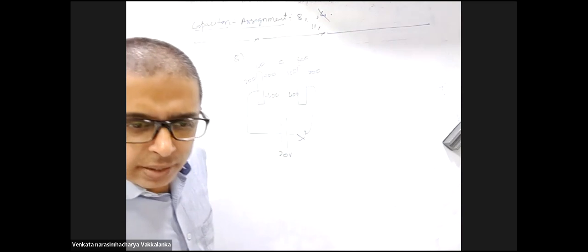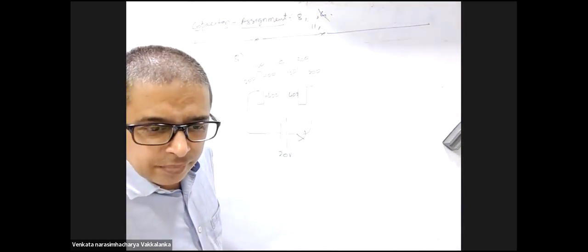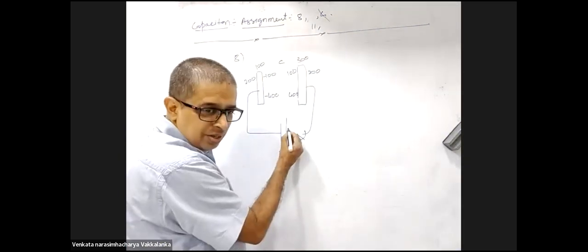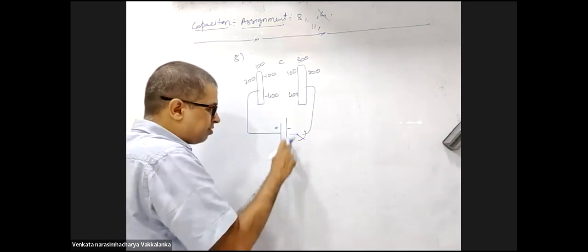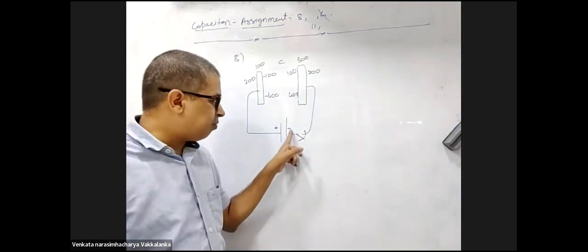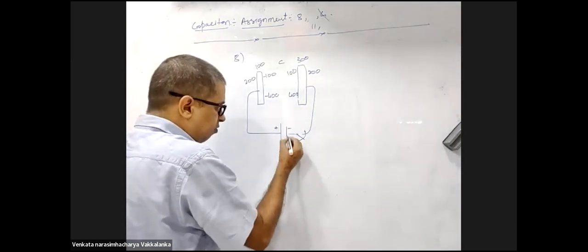I have committed one mistake in the question. The battery is shown wrong. They showed this as negative, this as positive, which implies the polarity shown in the diagram is wrong. Have you seen the battery? The positive plate is shown as negative. So it's a mistake. This should have been the situation.